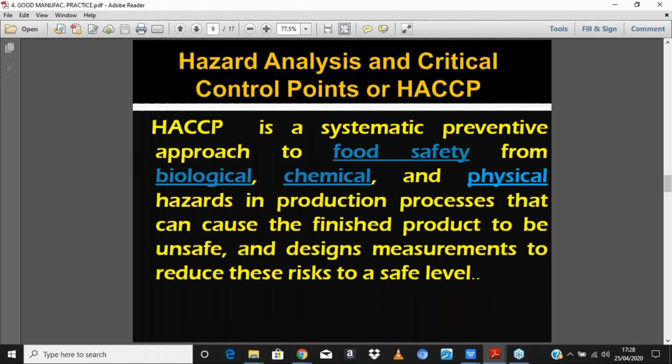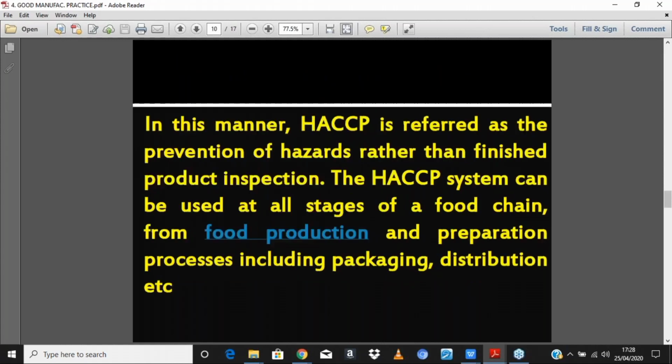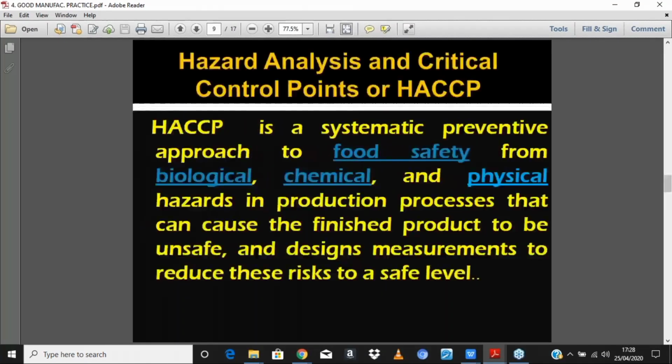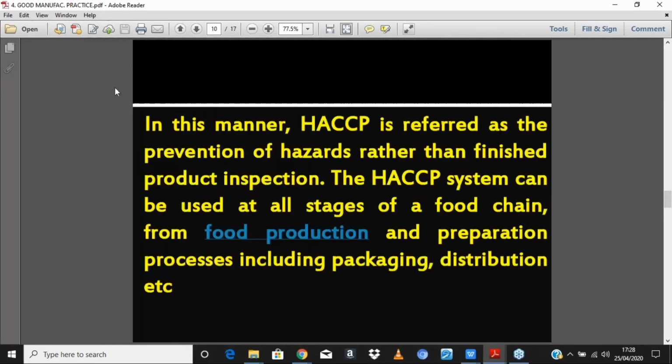Okay, now how does it work? Don't forget, physical, biological, and chemical hazards are mostly addressed in the food process and in the production process, and HACCP can be used to reduce or eliminate risk and make food products fit for consumption.